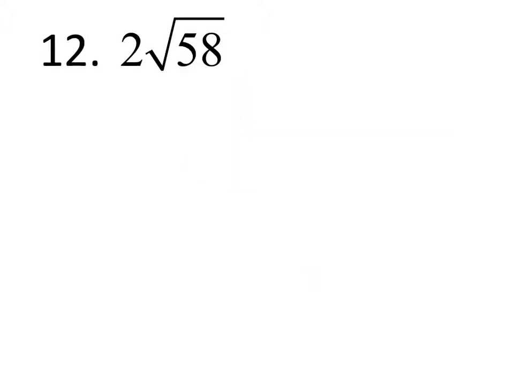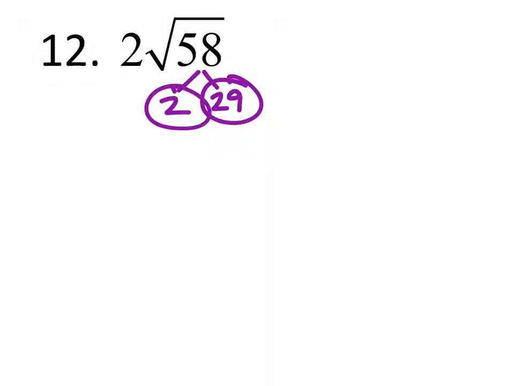12 will work the same way. Let's look at 58. Split this up into 2 and 29. 2 is prime, but 29 is prime as well. So, as it turns out, this one cannot be simplified. Or we would say it's already simplified.